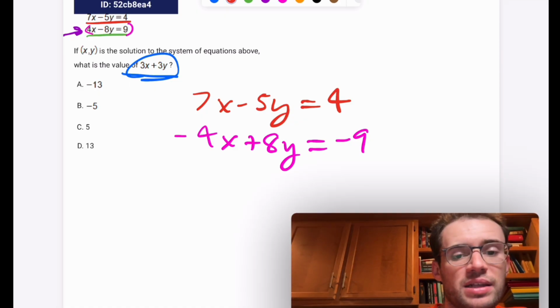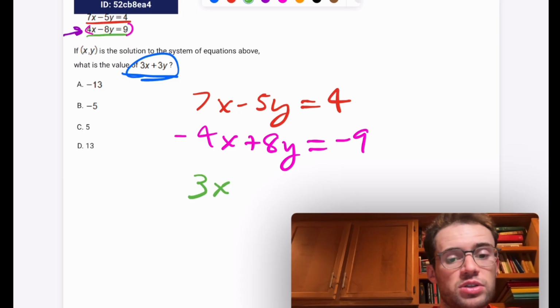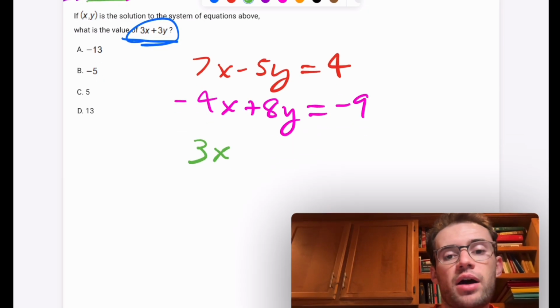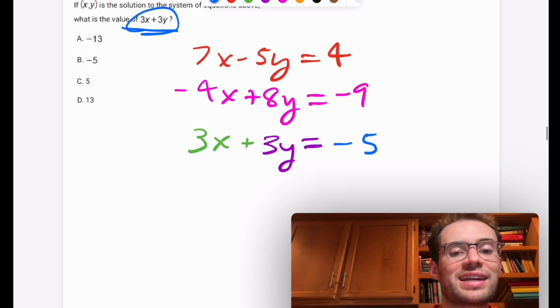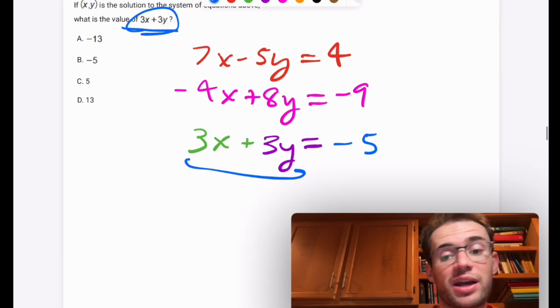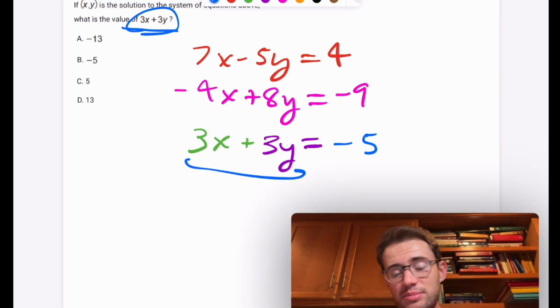So now if we combine these, 7x plus negative 4x would give you positive 3x, right? It's like 7 minus 4 is 3. Negative 5y plus 8y is going to be positive 3y. And then 4 minus 9, or 4 plus negative 9, will give you negative 5. And this is 3x plus 3y. So like I said, there's a way to manipulate it so you go straight to the answer. And a lot of times that will be the case.